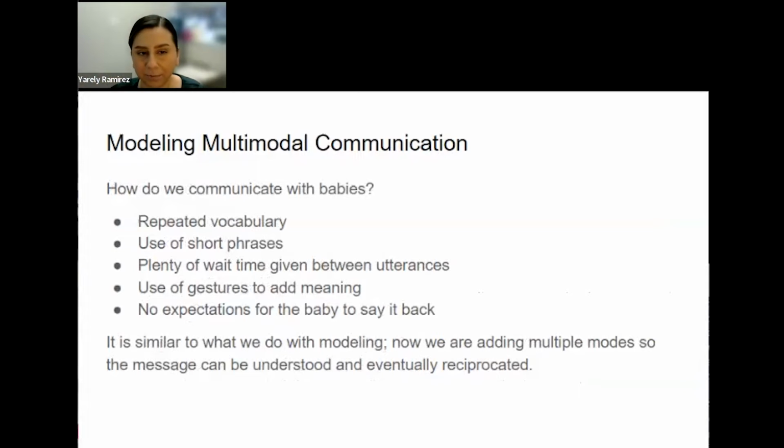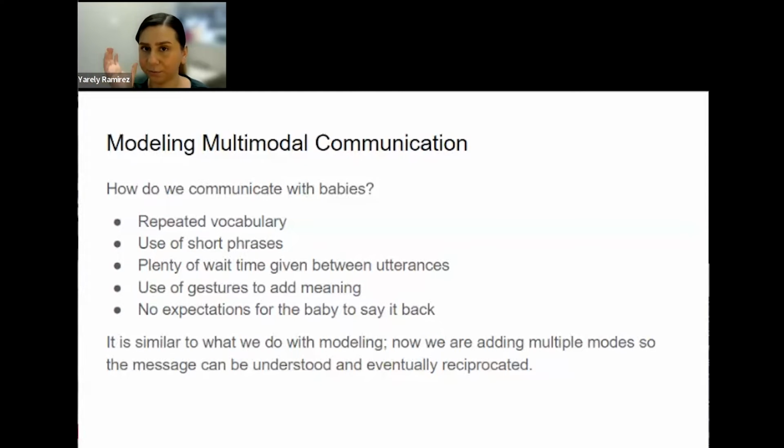It's similar to how we communicate with babies. Whenever we have a baby, we are constantly using the same word over and over. And then we tend to use short phrases. So if the baby's favorite toy happens to be a ball, we say ball, bounce, bounce ball. We start using the same repeated words into short phrases. And we typically give plenty of wait time before utterances. Bounce ball, red ball, throw ball. And sometimes we even add gestures to add meaning.